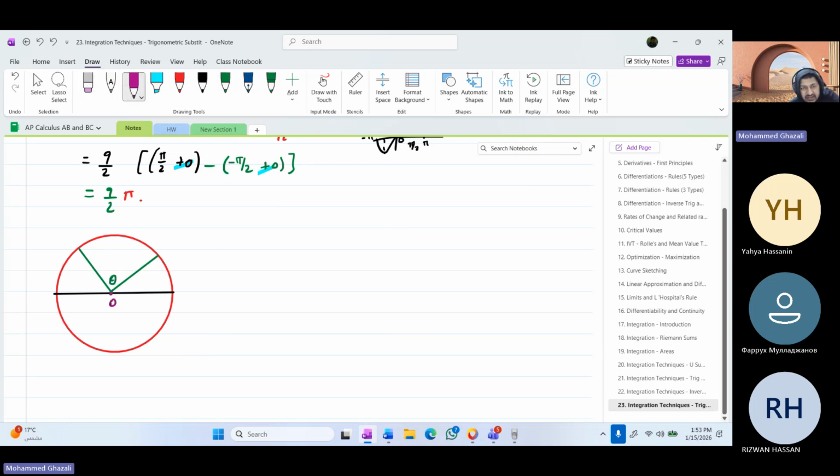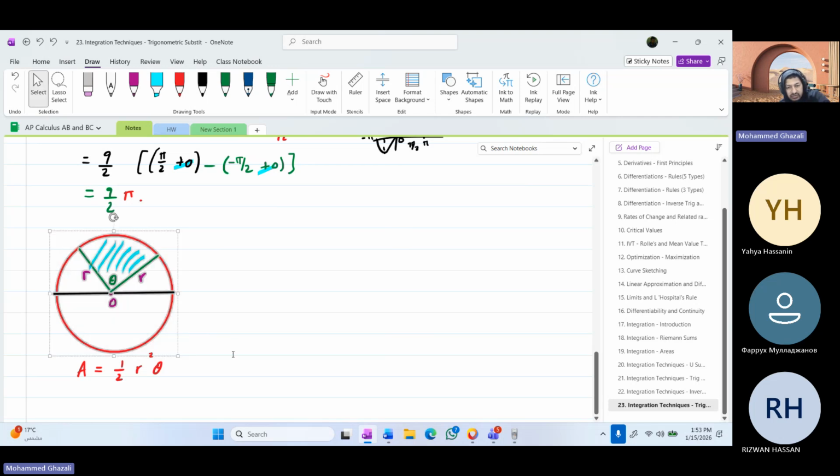Remember, this is the center of the circle, so that's R and that's R. Now, if you want to find the area of this sector with the central angle, what do we find? The area is equal to half R squared theta. Theta must be in radians, okay? Convert the degree to radians. So we know how to find the area of that. Next part is how to find the area of a segment. It's very important, these concepts.